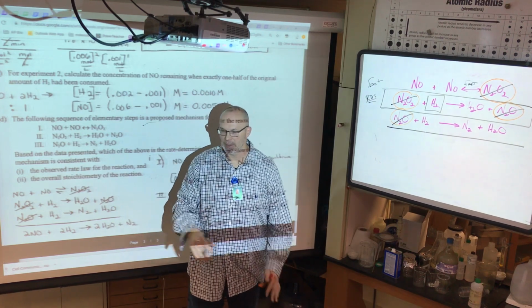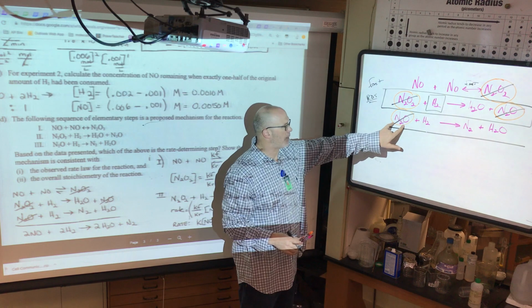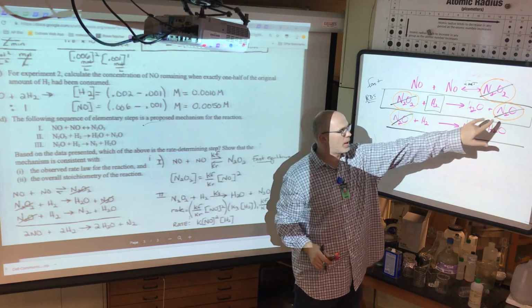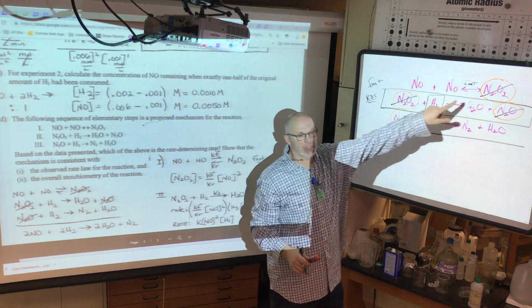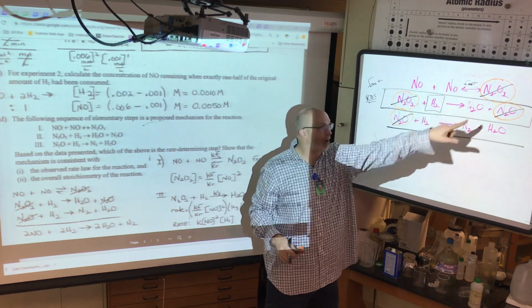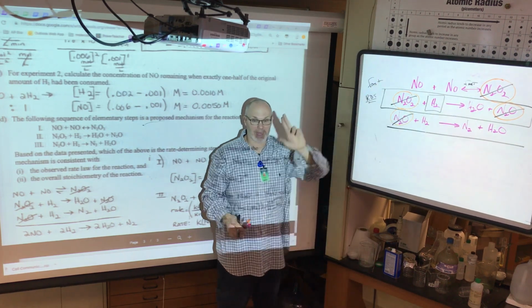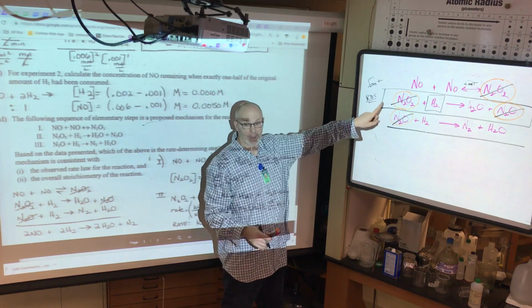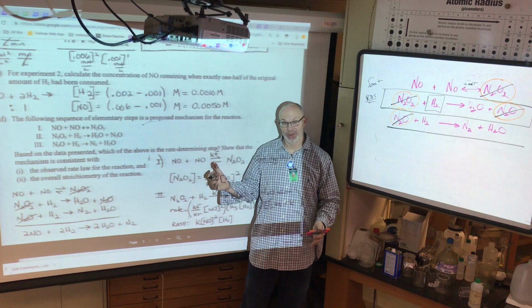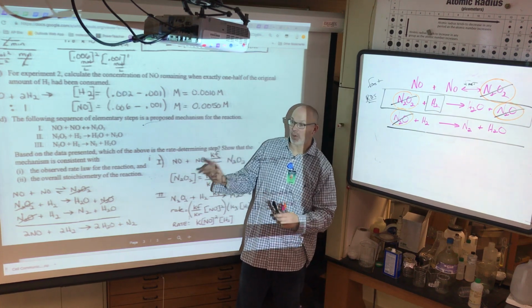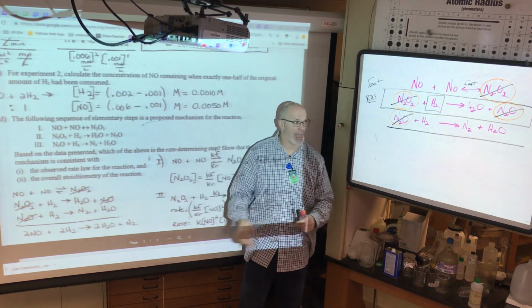Who does not understand that? This third step is waiting for the production of N2O2. And this step is waiting for N2O2 to be there long enough to hit, so my slowest step, and it always in a fast equilibrium, must be here. Okay, but now we have to prove that the reaction orders I get from my experiment match.